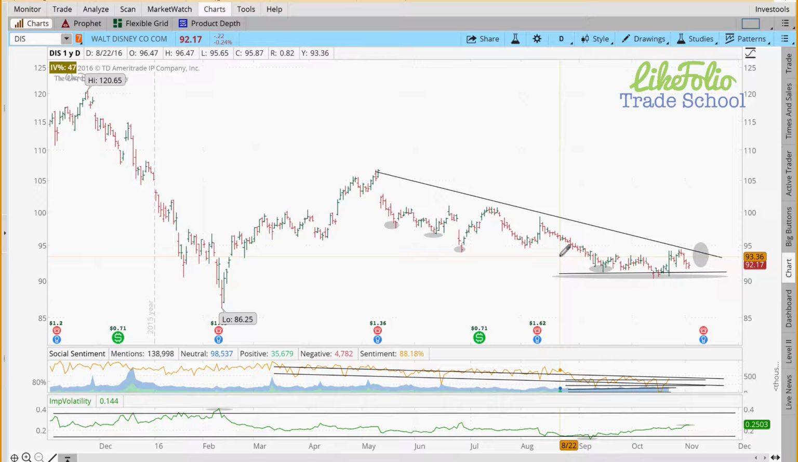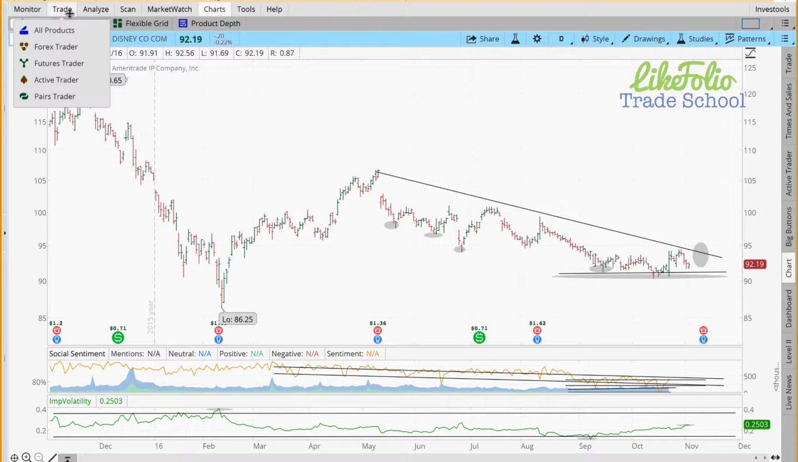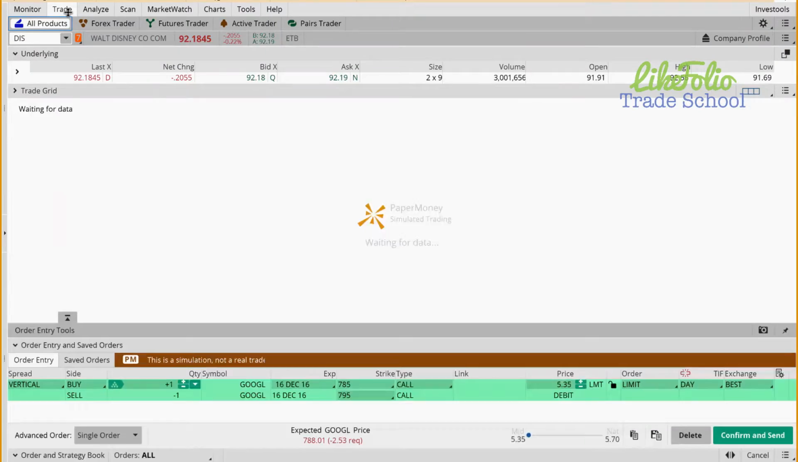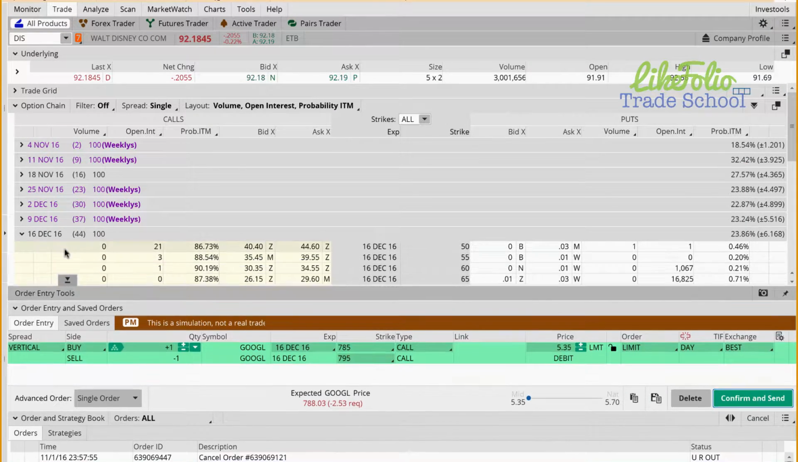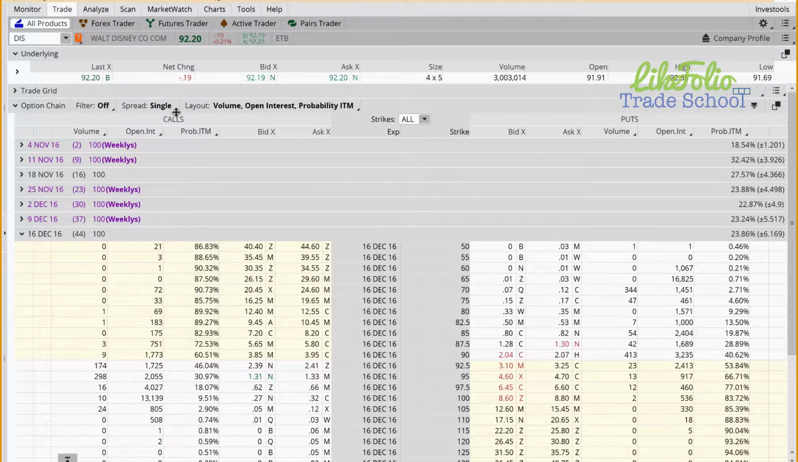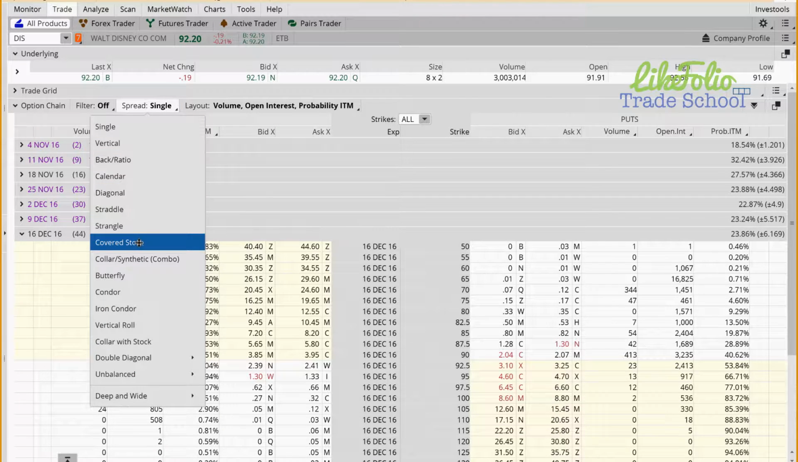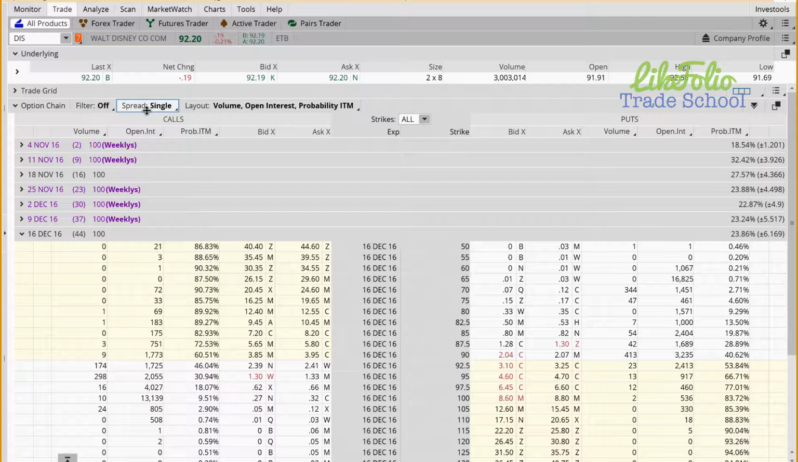So how do we do a covered call? It's very simple. You go to the trade tab, and you can go here to single spread. You can change that to covered stock rather. But before we do that, let's just kind of get an idea of exactly how you build this spread.